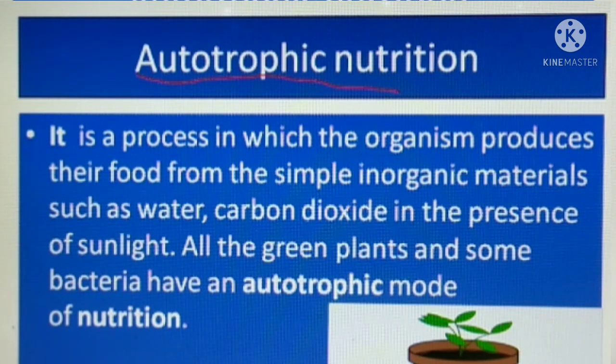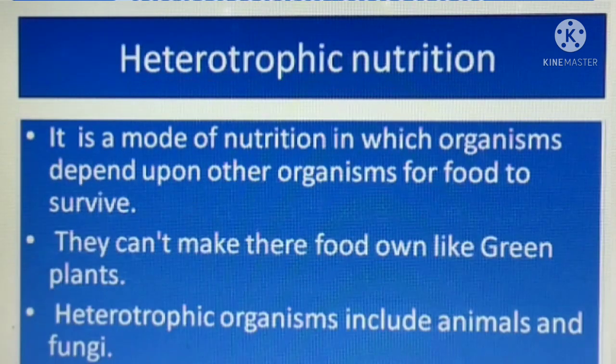What does it mean? The green plants have the ability to prepare their own food with the help of water and carbon dioxide. So the plant's roots absorb water from the soil and also take up carbon dioxide from the atmosphere. In the presence of sunlight and chlorophyll, a green pigment present in the green plants, it will convert the water and carbon dioxide into carbohydrate. That mode of nutrition we call autotrophic nutrition.